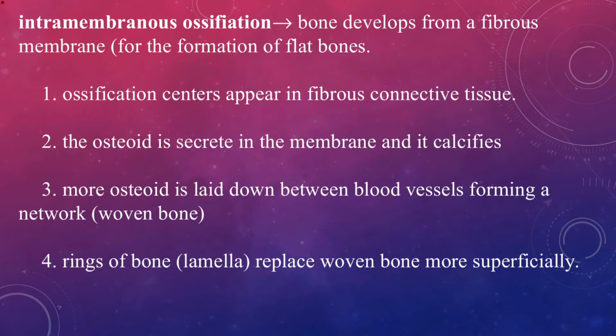Okay, so we got our 4 steps. Ossification center forms, the osteoid is secreted, and we start to have some calcification. And we start to have blood vessels interwoven, and then we start to lay down our lamellae.